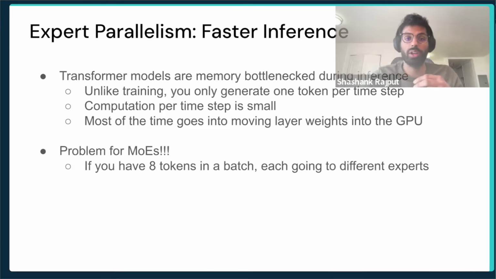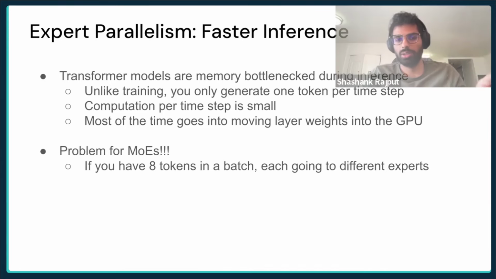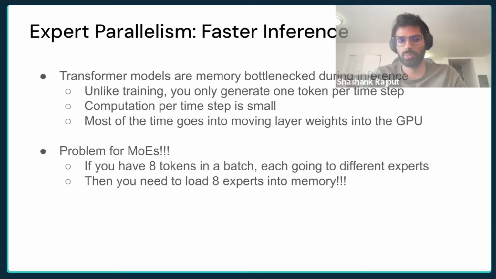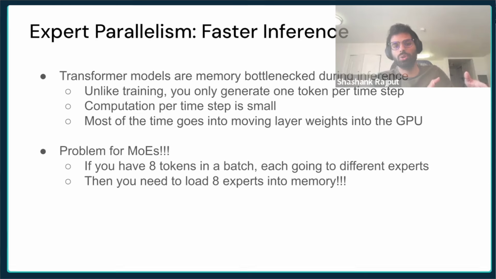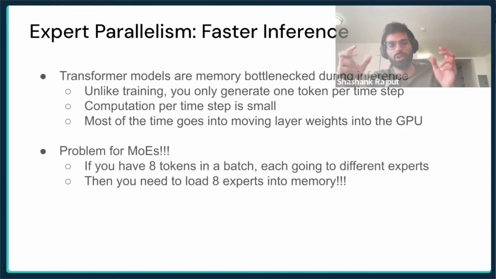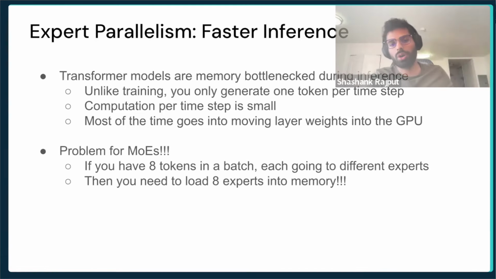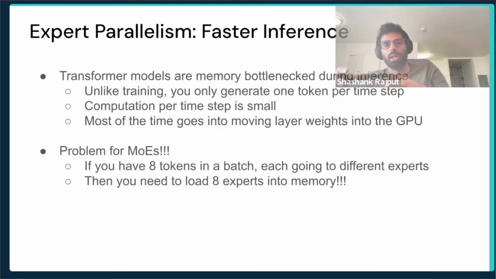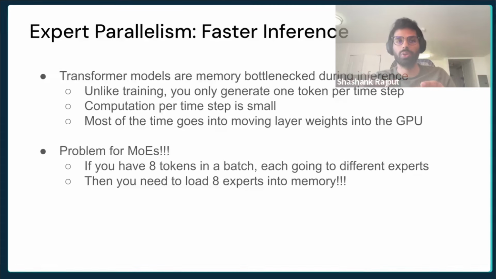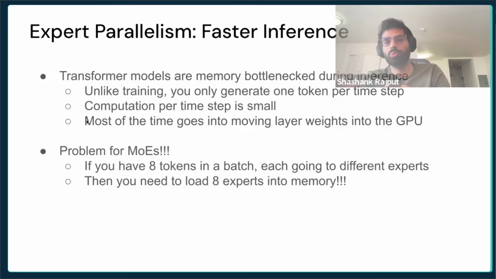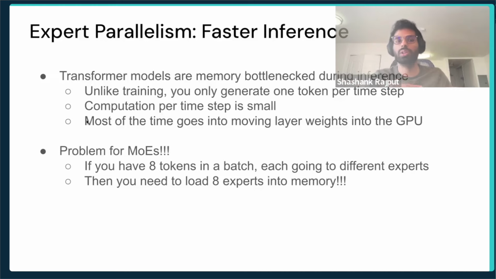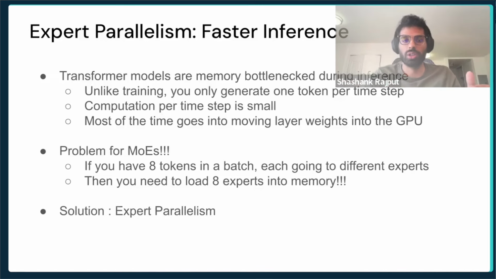And so this is a problem for MOEs because if you have 8 tokens in a batch and each token goes to different experts, then you need to load all the 8 experts into memory. Whereas in a dense model, you would have to only load one of these feed forward layers. For MOEs, you need to load all of these into memory. And that makes inference worse for MOE models because, as we have seen, it's exactly this movement which was already the bottleneck. So now you are even further slowing down the bottleneck.